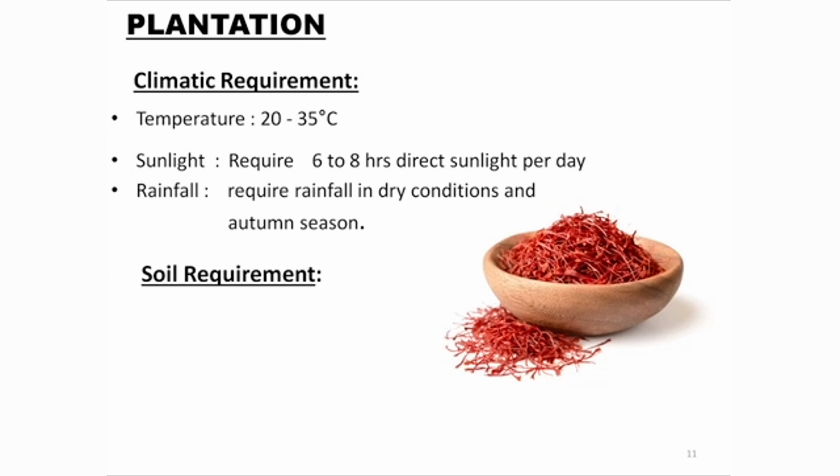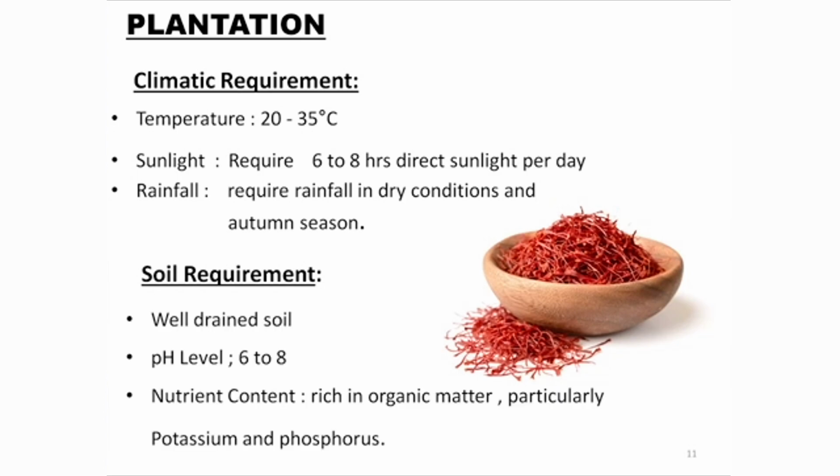What are the soil requirements? We see one by one. Firstly, generally the soil is well-drained soil having a pH level around 6 to 8, and the nutrient content requirement is that the soil is rich in organic matter, particularly having potassium and phosphorus content.